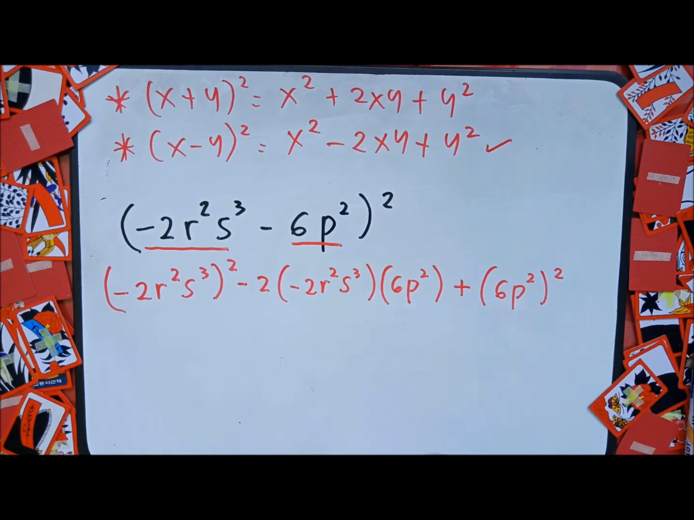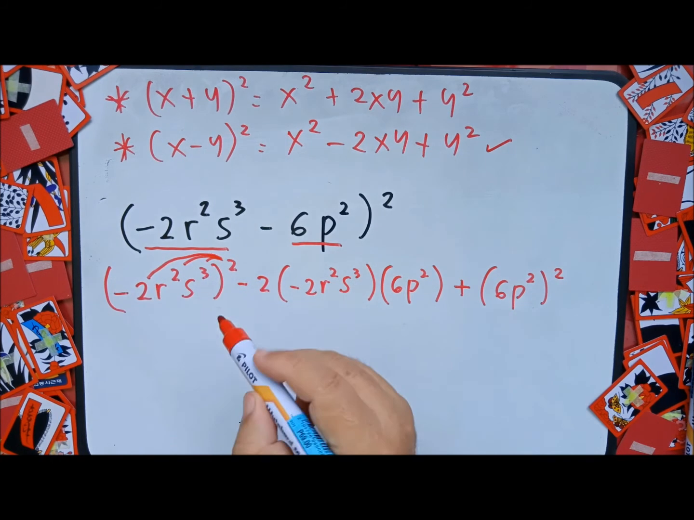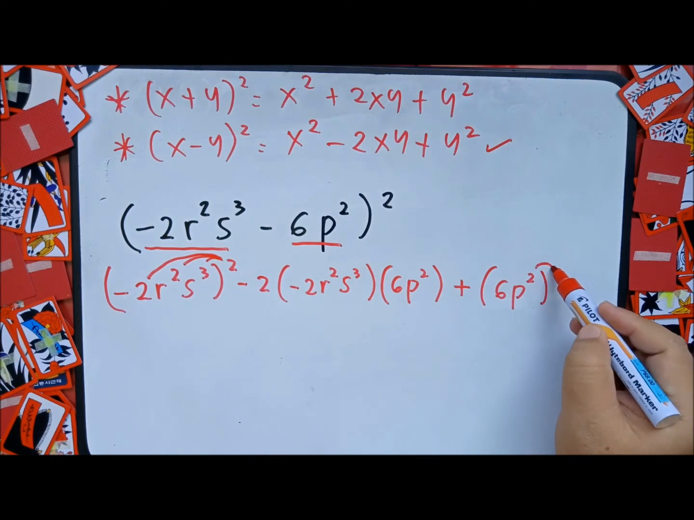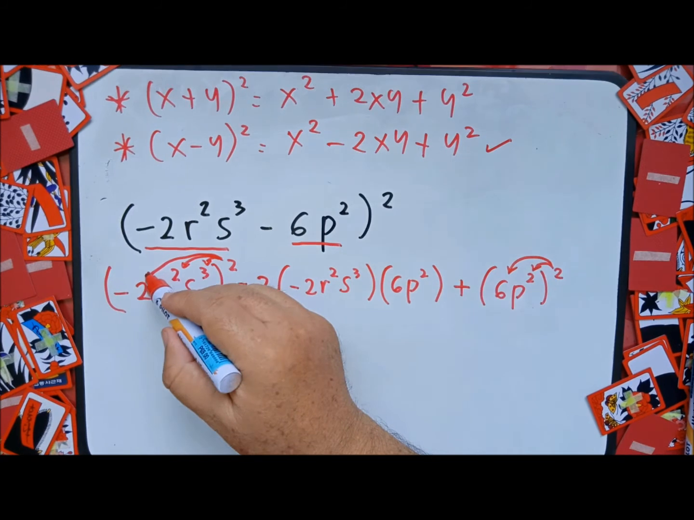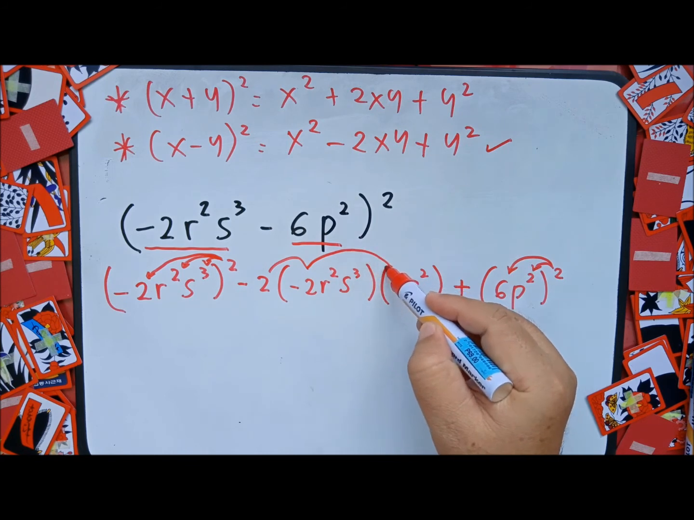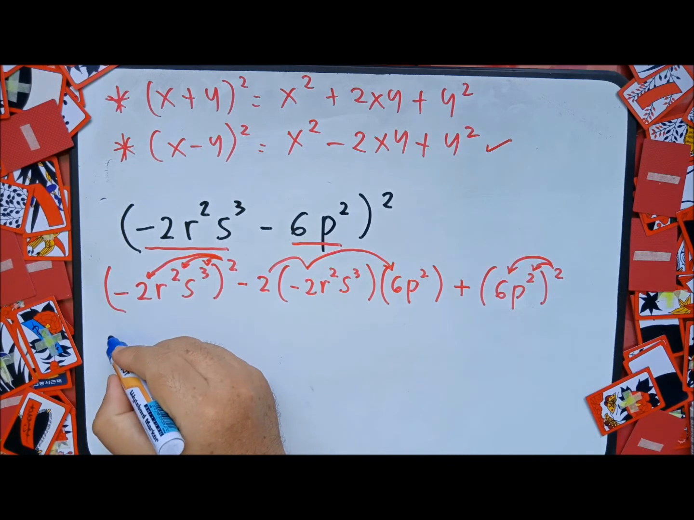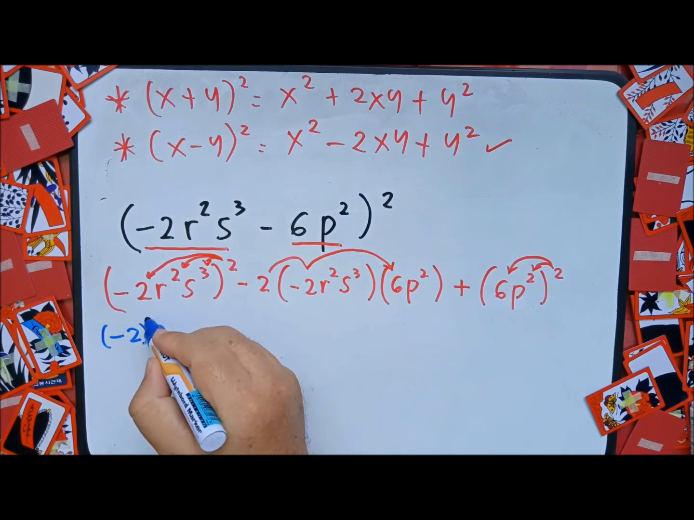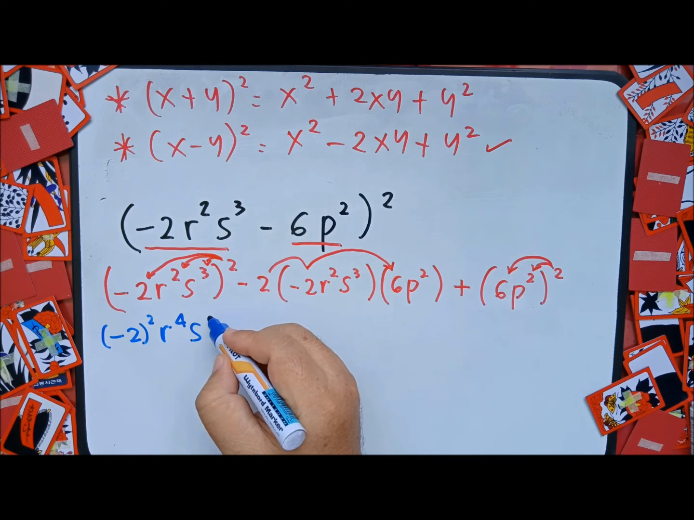Okay, now distribute. Distribute here, here, and here. Then multiply. Question. Okay, simplify now. How will you simplify? Negative 2 squared, r squared squared, s cubed squared.